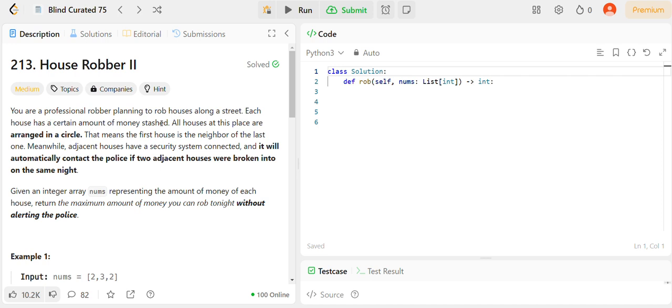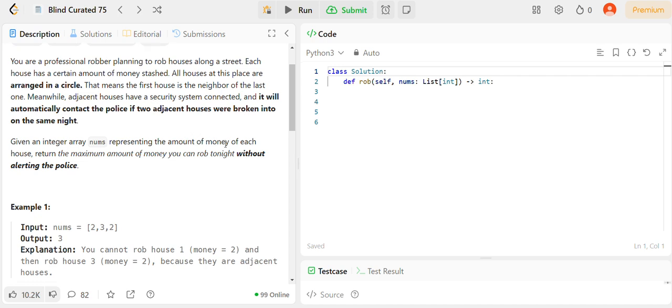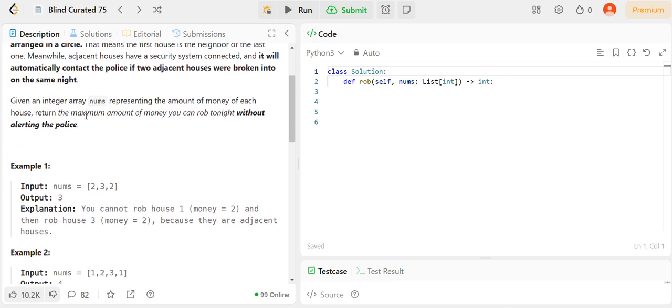Each house has a certain amount of money. Another key point is that all the houses in this place are arranged in a circle, which means 2, 3, 2, and we'll come back to the 2. The adjacent houses have a security system connected, so it will automatically alert the police. And the integer array nums represents the amount of money. So that is the input condition.